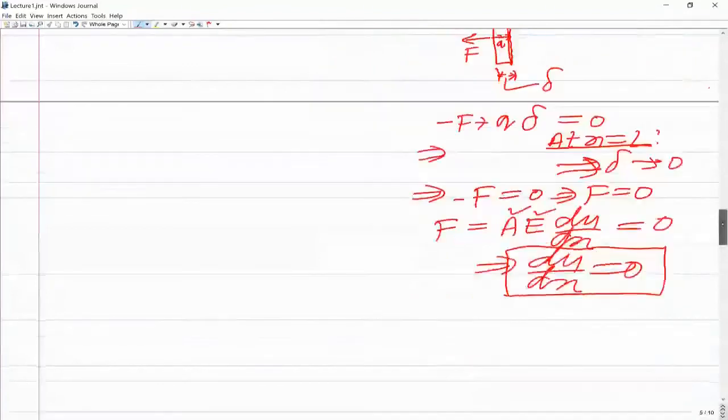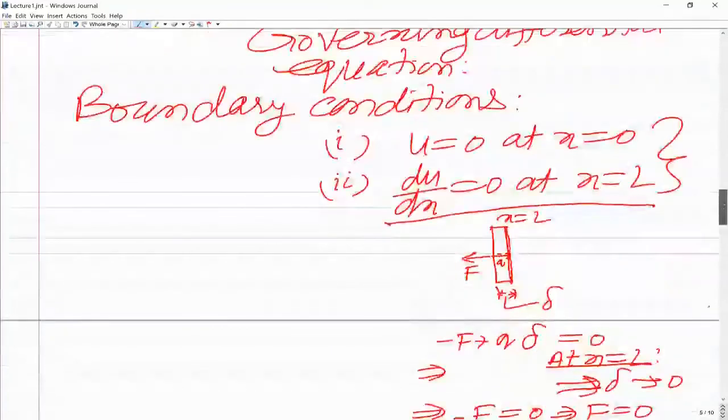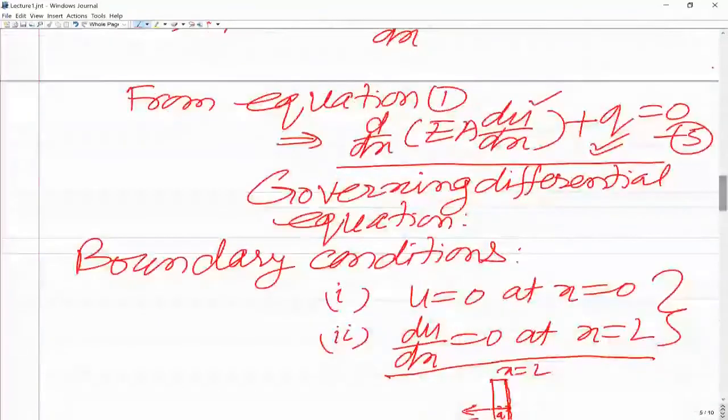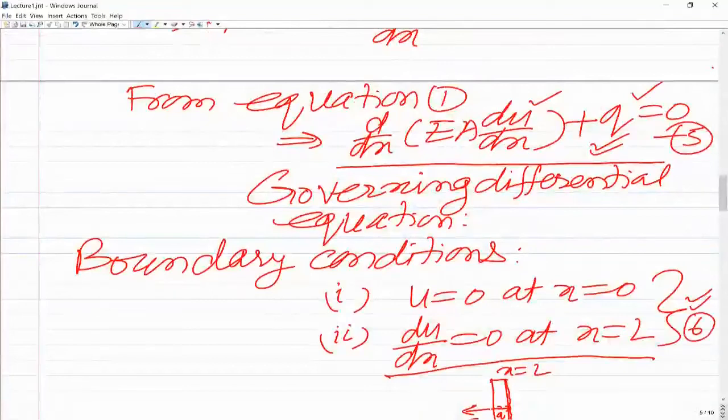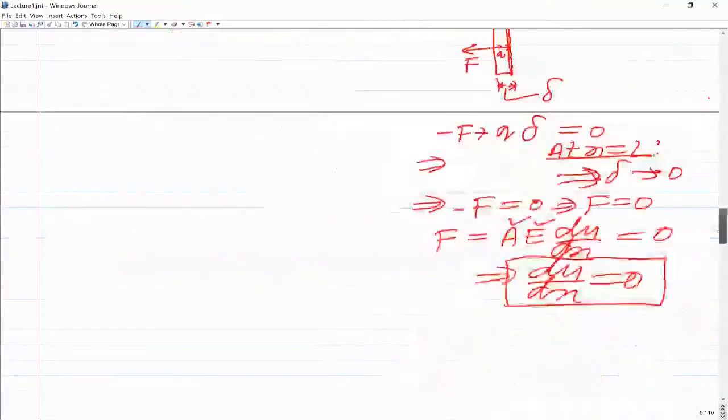So this is one problem. That means finally you have the mathematical model of this problem. This is the differential equation and these are the boundary conditions. So together, equation 5 and equation 6 basically constitute the mathematical model of this simple problem. So now let me take another example.